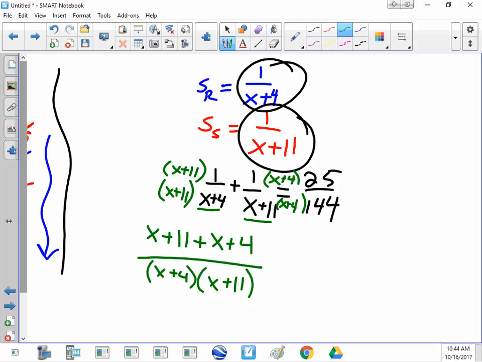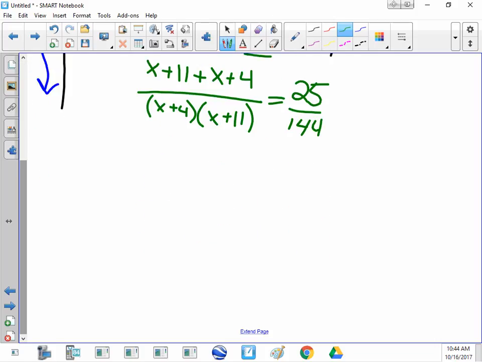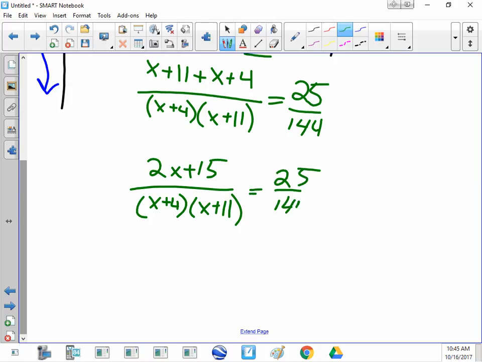Does that make sense? All I did was find a common denominator, and this is equal to 25 over 144. Let me simplify. So 2x plus 15 over x plus 4 and x plus 11 equals 25 over 144. I have a couple options here. I could put a common denominator on the right side and then ditch the common denominator. Okay, but I would need to put a 144 on the left, and I'd need to put an x plus 4 and x plus 11 on the right. That will work. But what I'm going to do is turn this into x squared plus 15x plus 44, and then cross multiply and solve.